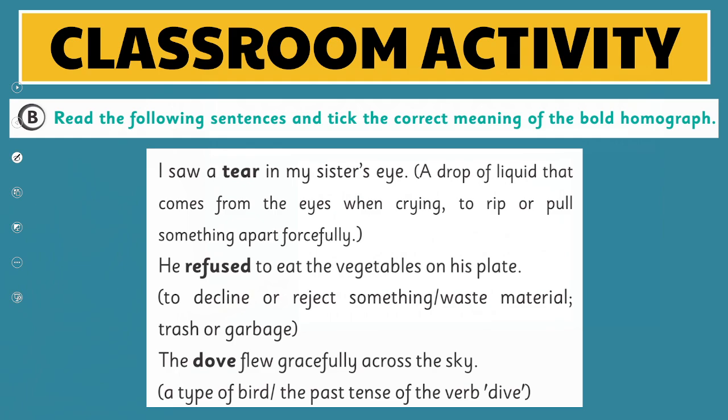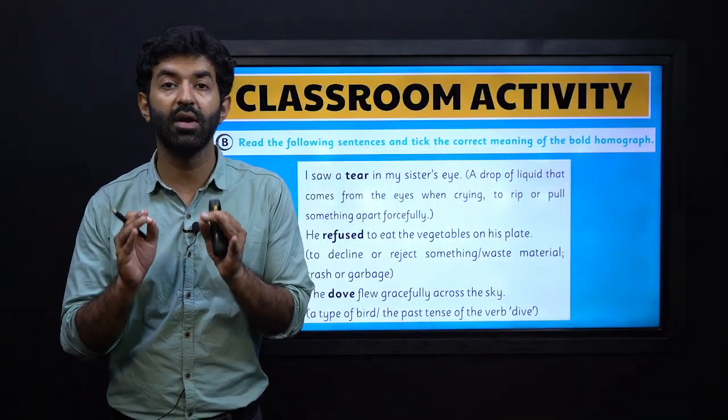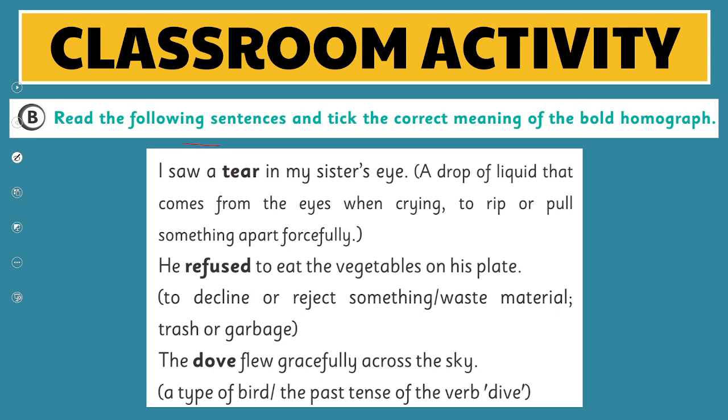And now let's talk about your classroom activity, students. You have to select the right homograph to put in the context. So read the following sentences and tick the correct meaning of the bold homograph. I saw a tear in my sister's eye. What does tear mean here? Does it mean a drop of liquid that comes from the eyes when crying? Or does it mean to rip or pull something apart? Which homograph is the correct one? The first one. Yes, a drop of liquid.